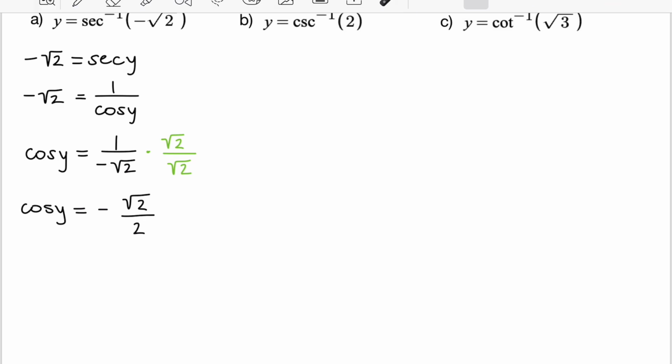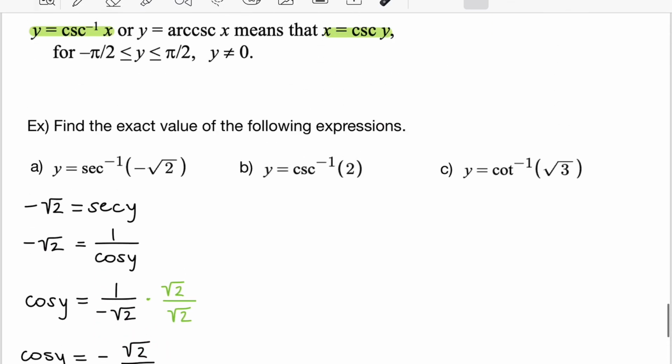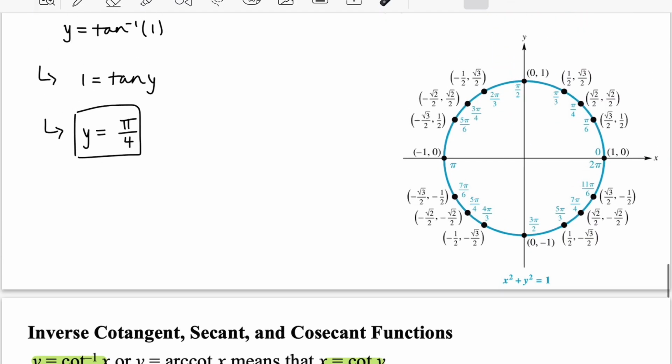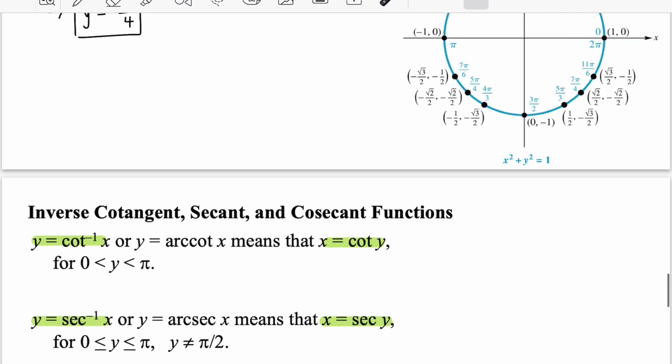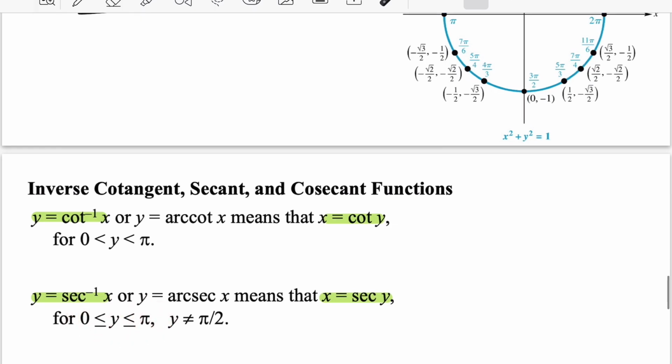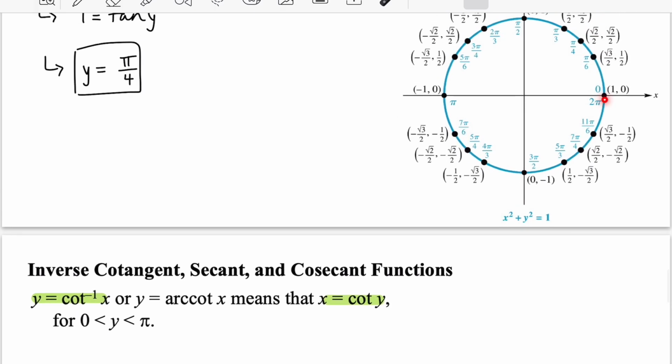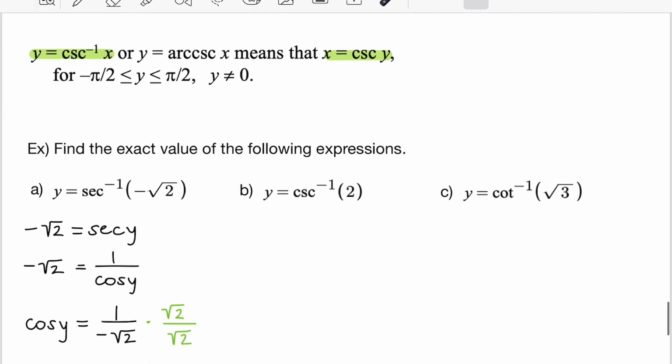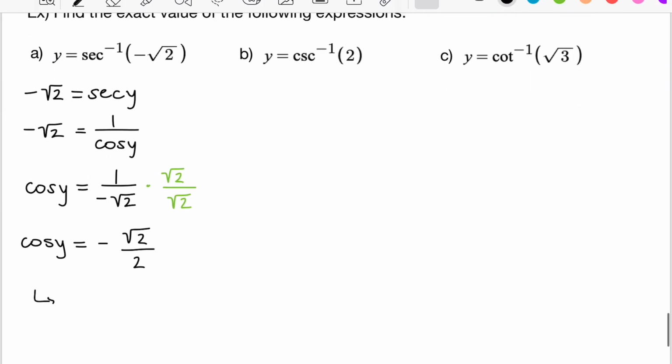Now, we want to find the angle such that cosine of y is equal to minus root 2 over 2. Going back to our unit circle, we know that cosine of y is equal to minus root 2 over 2 when y is equal to 3 pi over 4. And we know that this is true because this will be in the range of our arcsecant function, from 0 to pi. So our y value in this case is going to be 3 pi over 4.